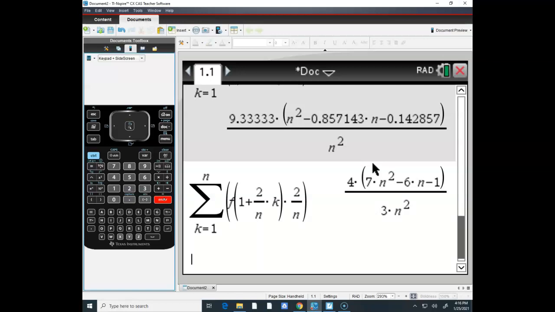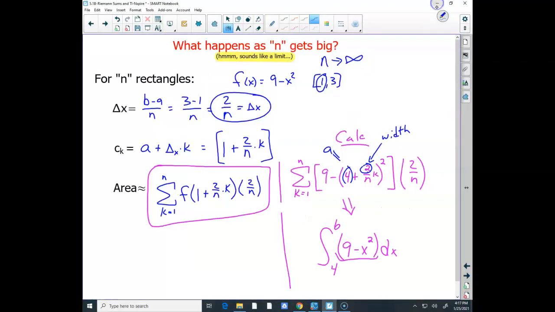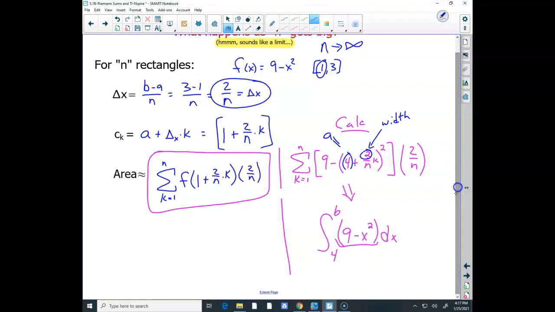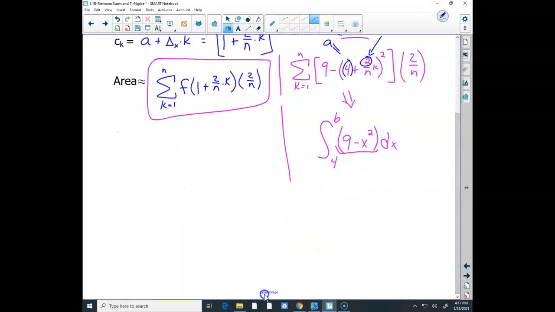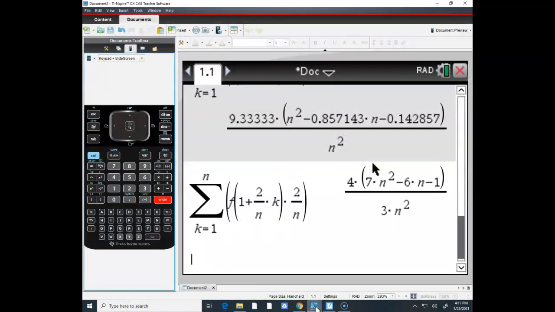So what I end up getting out of here is, and when I rewrite this, I'm just going to distribute my 4. Okay? So when I get up here, this sum here equals, it's going to end up equaling 28n squared minus 24n minus 4 over 3n squared. Well, what is n? Okay, well, n is the number of rectangles. But watch this. This is even more cool what the CAS does.